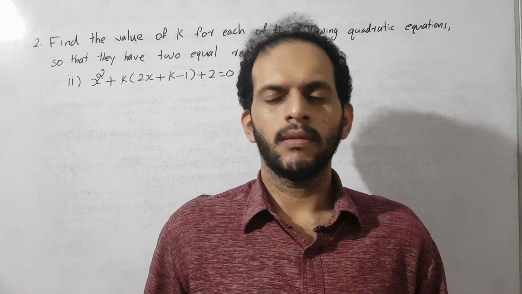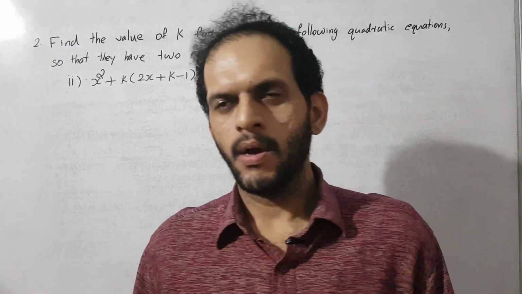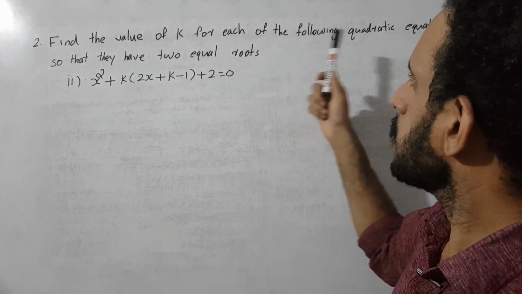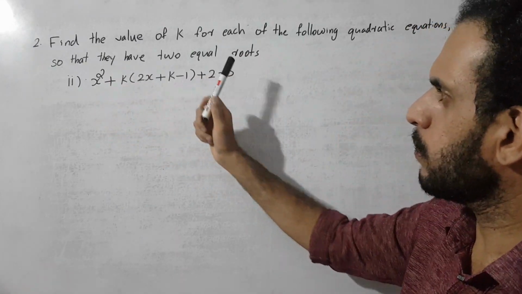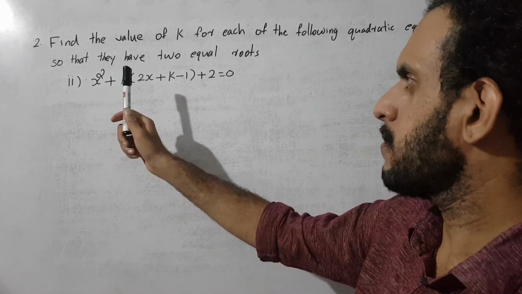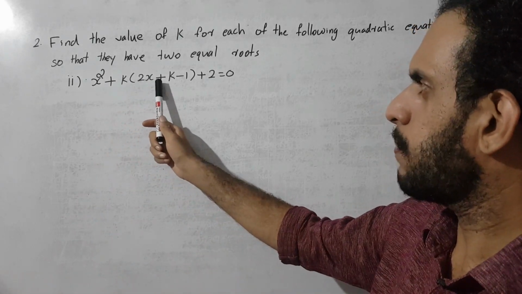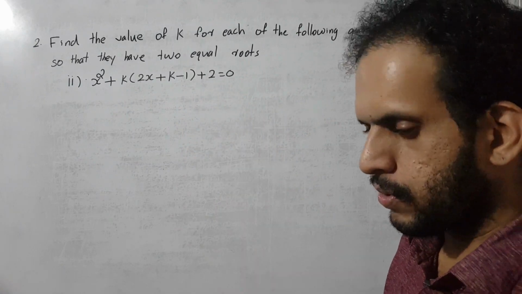We discuss the next question based on the same idea. The question is: find the value of k for each of the following quadratic equations having two equal roots. Okay, then we discuss now the second question. x square plus k into 2x plus k minus 1 plus 2 is equal to 0.